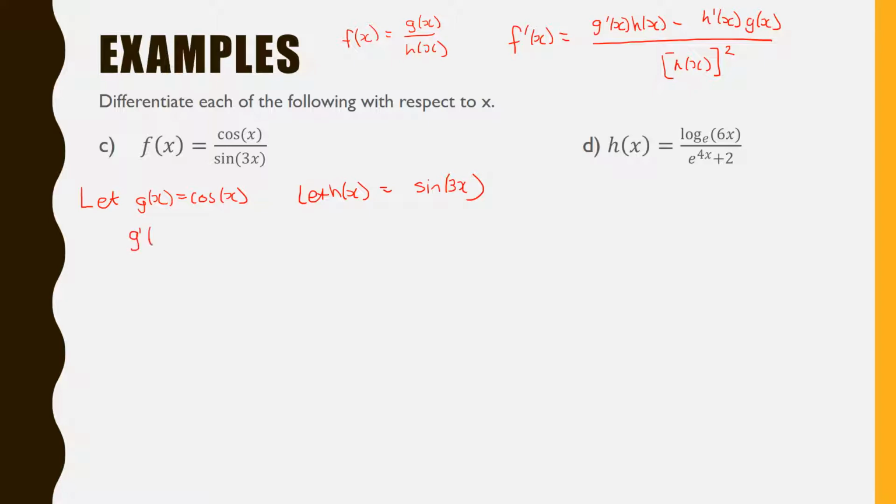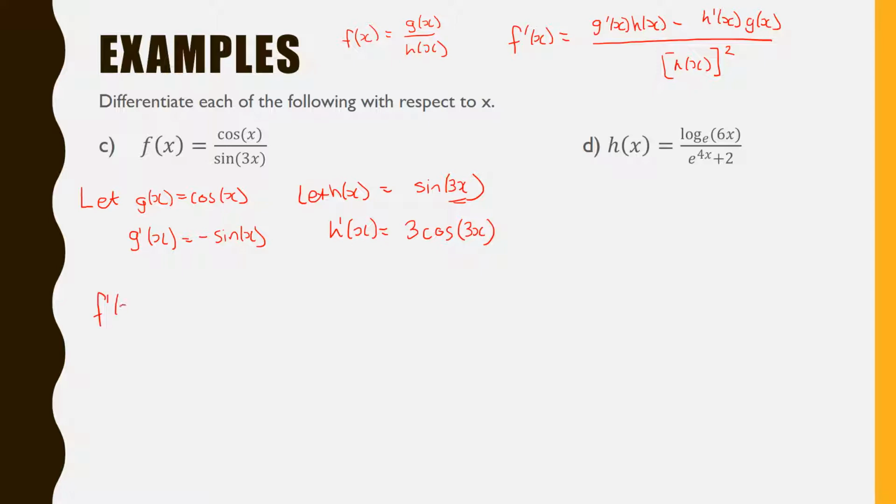So to find g dash x, the derivative of cos x is negative sine x, and to differentiate h of x, we differentiate the argument first. The derivative of 3x is 3, the derivative of sine is cos, and the argument stays the same.